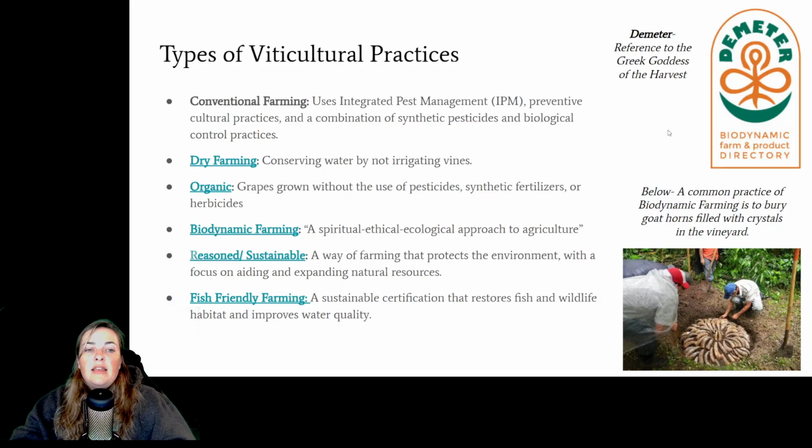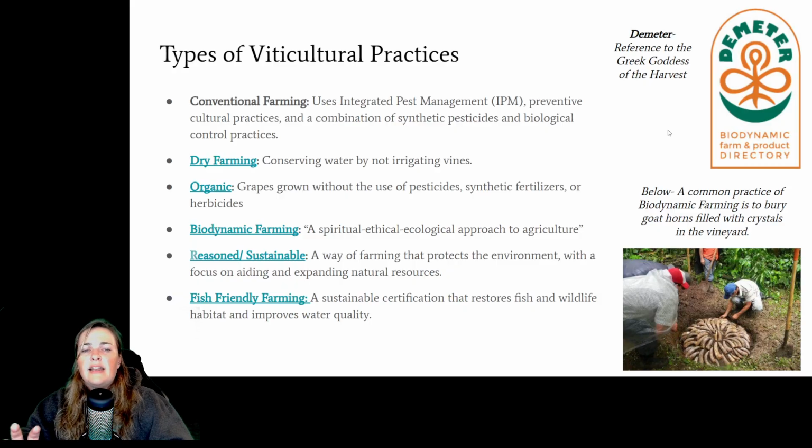Organic farming is grapes grown without the use of pesticides, synthetic fertilizers, or herbicides. It's very expensive to be certified organic, but you do get to put that seal on your bottle. So that's very important to consumers when they purchase. You can have that as part of your marketing.